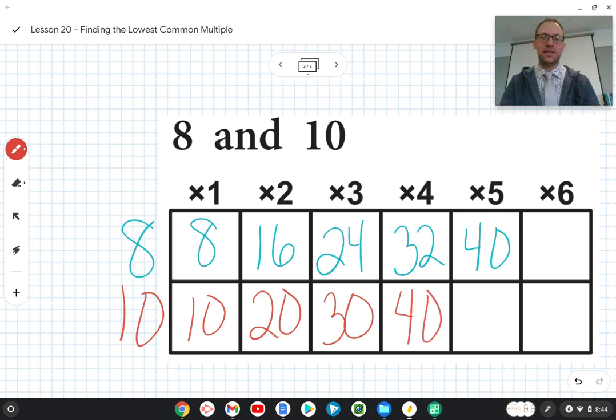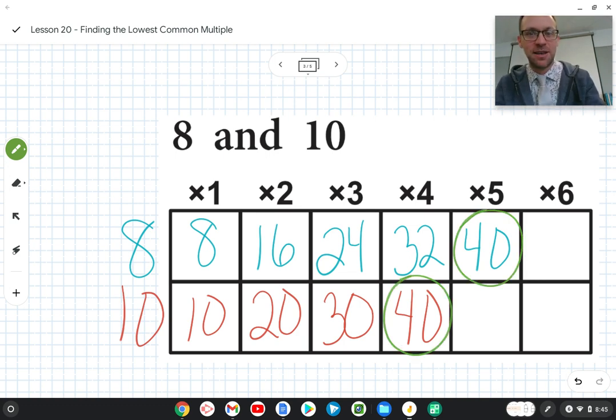And there you have it. Look at this. 40 is now a common multiple. In other words, it's something that the numbers 8 and 10 have in common. 40 is a multiple of both. 8 times 5 and 10 times 4. It is our lowest common multiple because it's the smallest one. It's the first one we got to when we started multiplying times 1, times 2, and times 3. We're done. We found the lowest common multiple for 8 and 10.